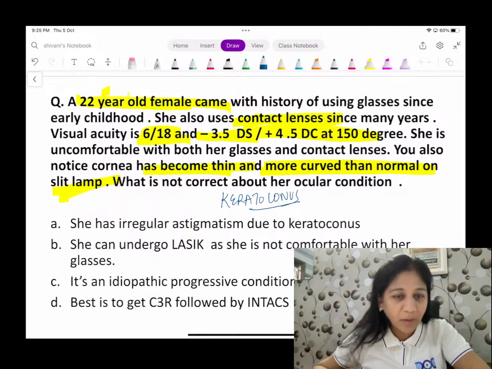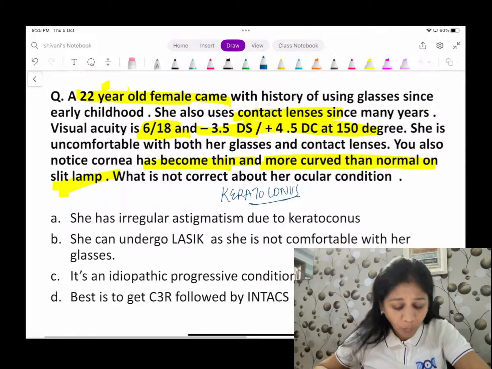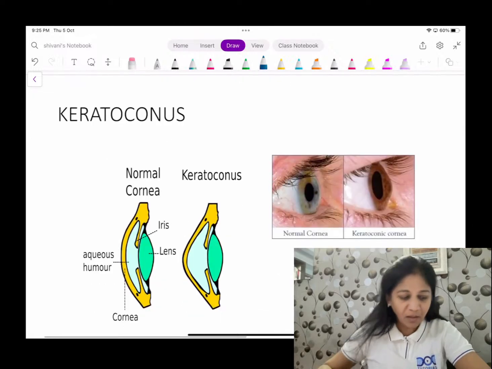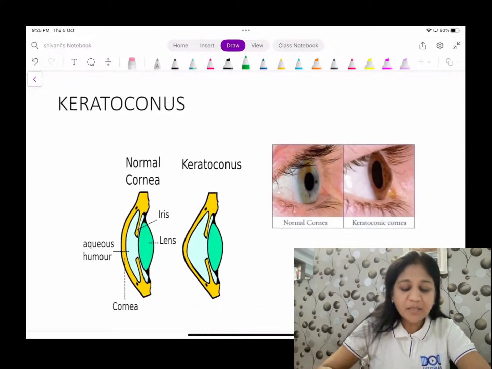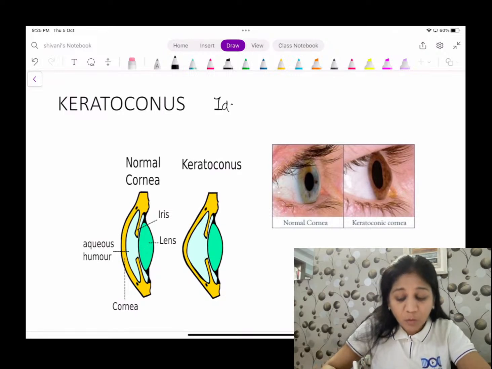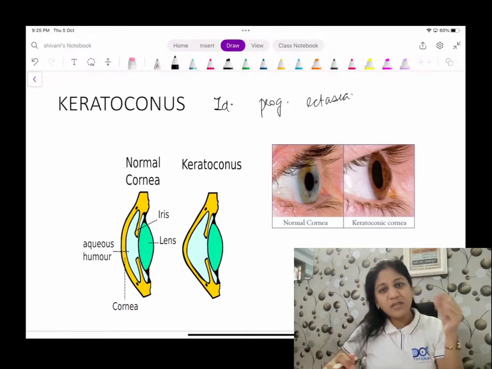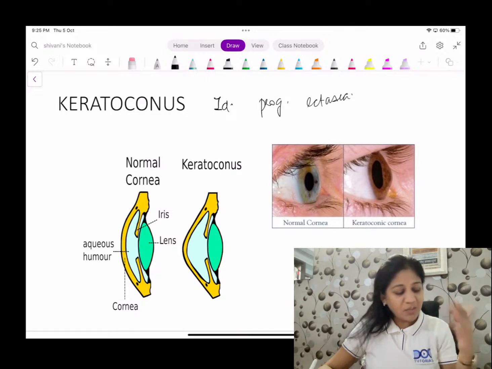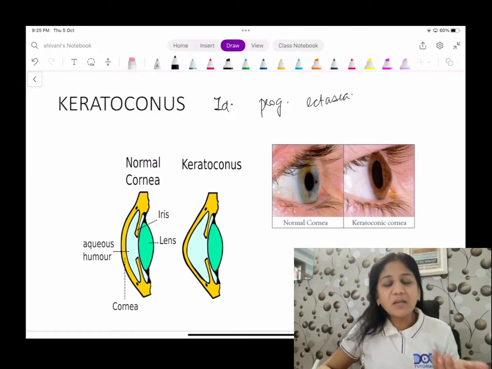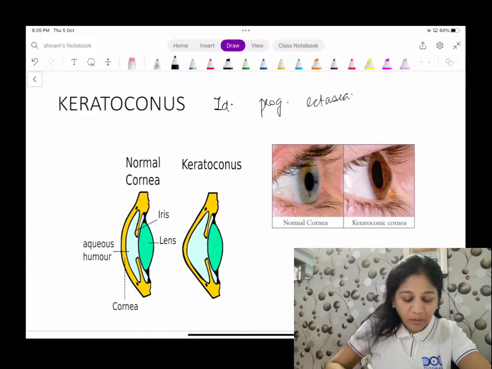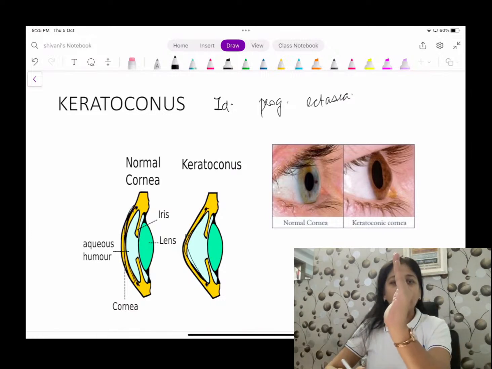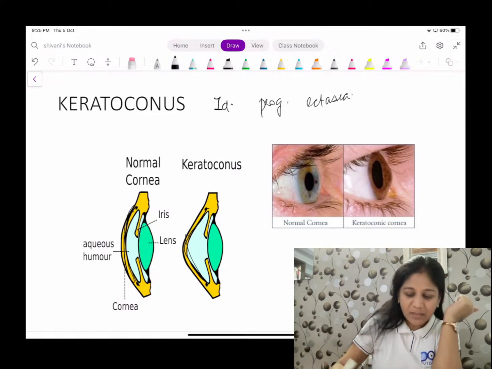Let's try to find out what keratoconus is. Please learn keratoconus with me now. Friends, keratoconus, first of all, is an idiopathic condition. It is a progressive condition, and it is an ectatic condition also. What is ectasia? Ectasia is protrusion. So it's idiopathic, I don't know the cause, it's progressive, and it's ectasia of the cornea. Can you see, while a normal cornea is like this, in keratoconus there is a progressive conical shape of the cornea. Please see this picture also.